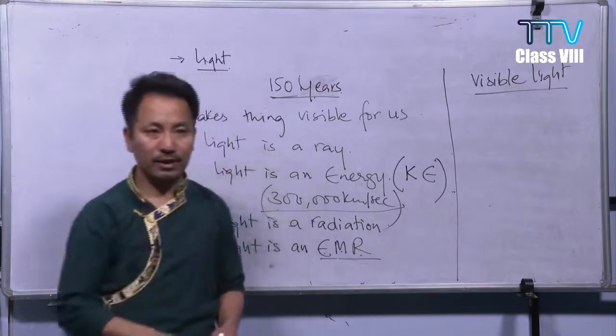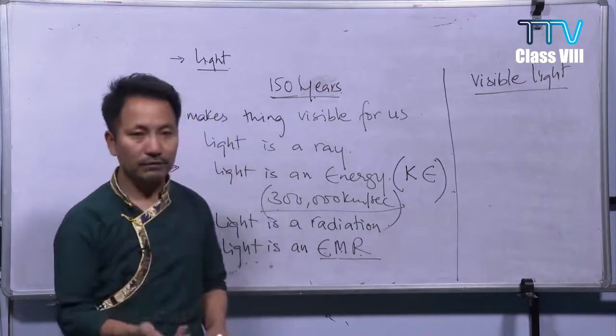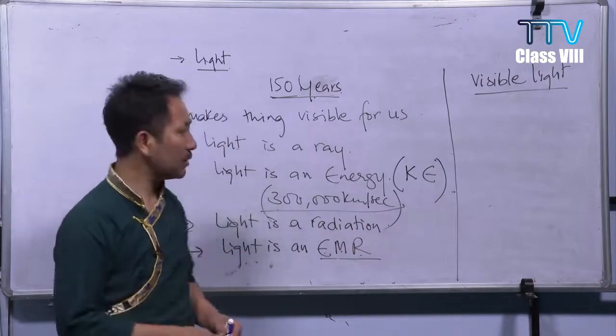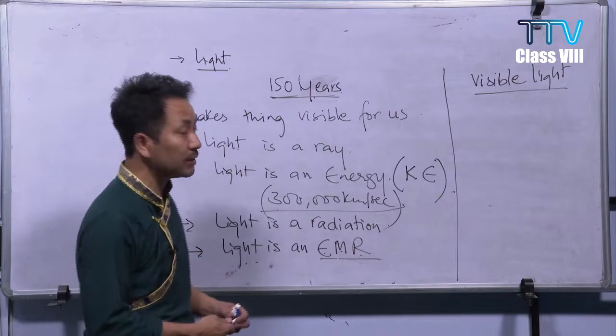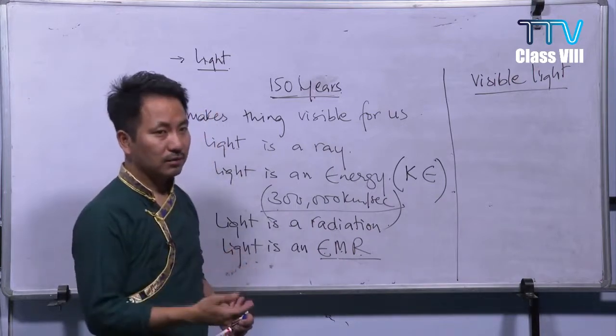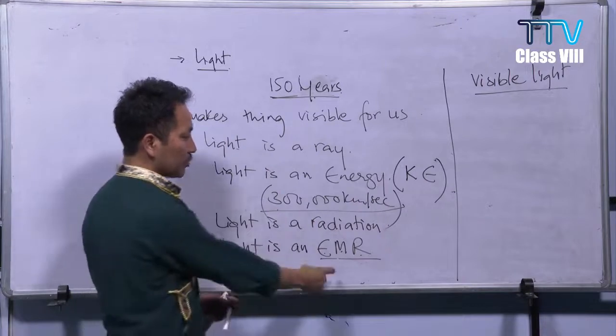These are called invisible light. Also ultraviolet, infrared, radio wave, X-ray, gamma ray, microwave. We can't see them. So these are invisible light. What we're talking about is the visible light, the fraction of the electromagnetic radiation.